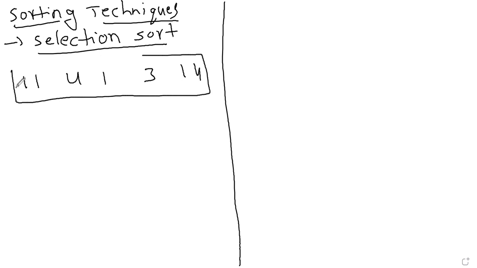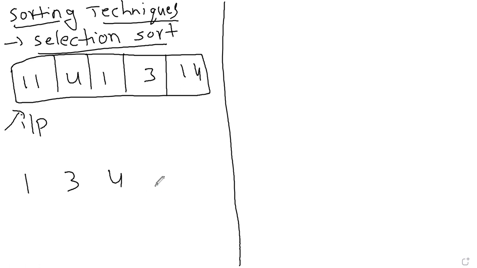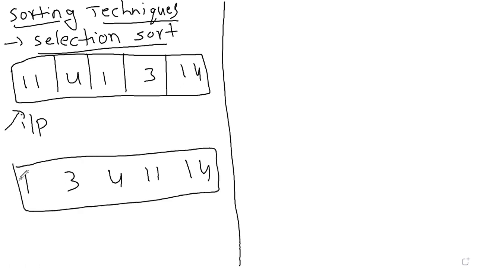This is an array, the elements which are not in an order. I want to arrange these elements in an order. Let me say I want to arrange these elements in an ascending order. So if this is the input, what should be the output? 1, 3, 4, 11, 14. So I am expecting this output.